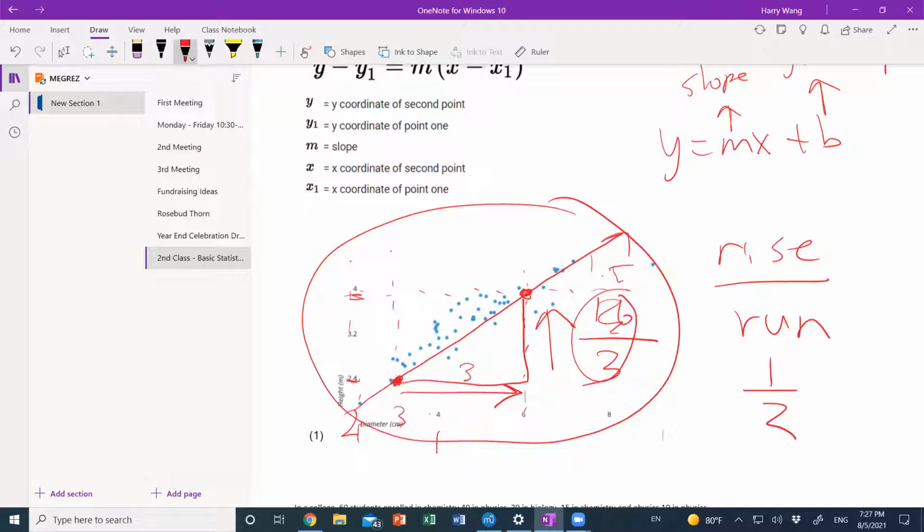A slope can be fractions as well. A slope of 1 simply means that for every additional x, you move up. Every single step you take upwards, you'll also take 1 step to the right. So it's a perfectly diagonal line across.